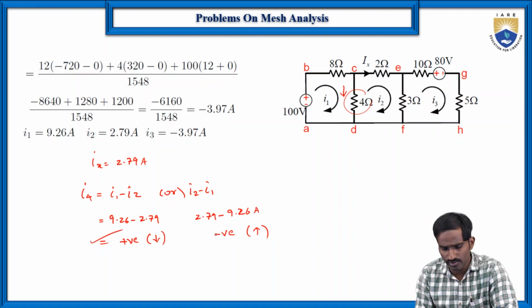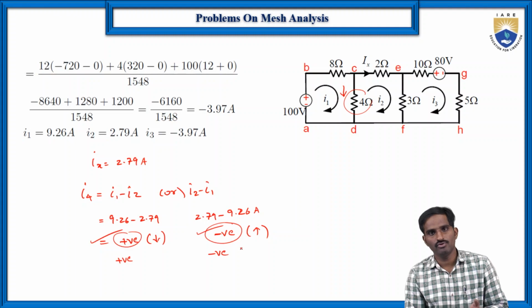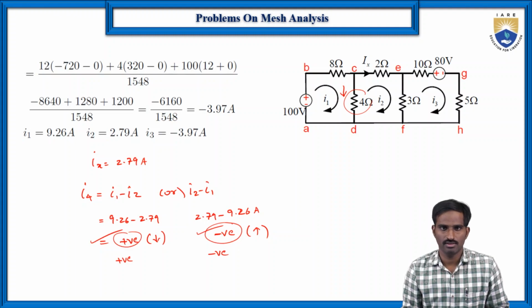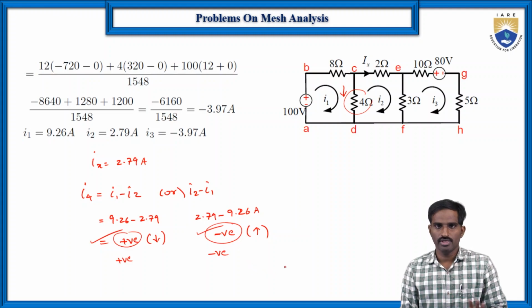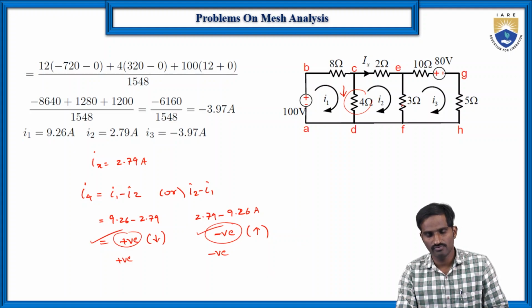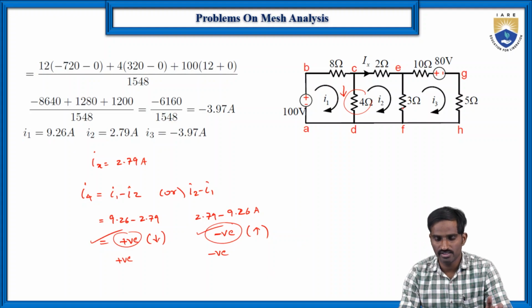Of course, if you indicate it with a negative sign, this is also fine, because in both cases you get the same value; the only difference is positive versus negative, which represents the direction only. This is how you can find the current flowing through this 4 ohm resistor. Again, you can find it in the 3 ohm and 5 ohm resistors. Like that, we can find the current through any resistor, as well as the voltage across any resistor, by using this loop analysis.